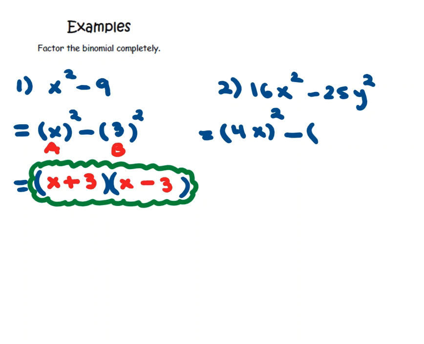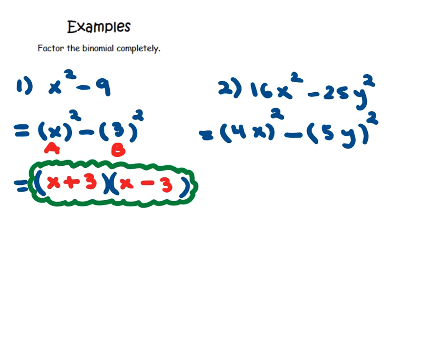Now, let's think about what expression should be squared in order to get 25y squared. Well, if we want to think of a number that when squared gives us 25, that number would be 5. And in order to square something to get y squared, that something would have to be y.